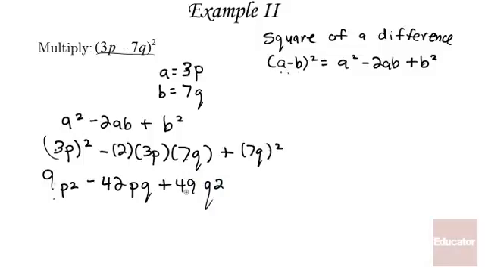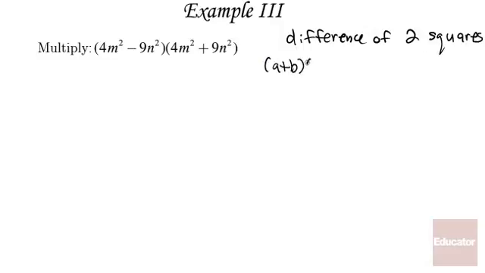So what I had was the square of a difference. So I used my formula a squared minus 2ab plus b squared, where a is 3p and b is 7q. Plugging in those values gave me 9p squared minus 42pq plus 49q squared. So this is a very useful formula.